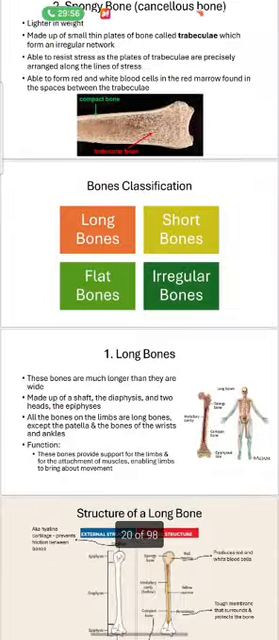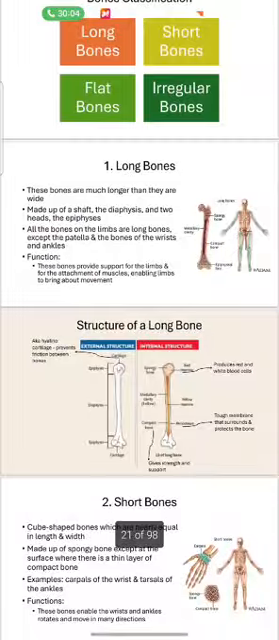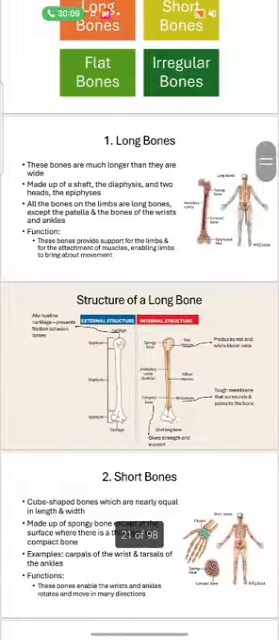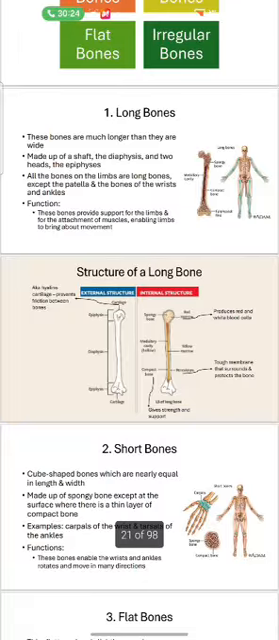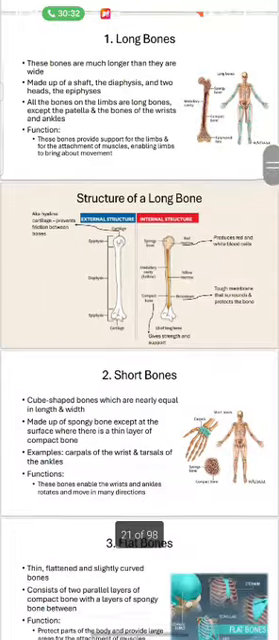And then there are bone classifications such as long bones, short bones, flat bones, and irregular bones. So, long bones: these bones are much longer than they are wide. They are made up of a shaft, the diaphysis, and two heads, the epiphyses. All the bones of the limbs are long bones, except the patella and the bones of the wrist and ankles. The functions are: these bones provide support for the limbs and for the attachment of muscles, enabling limbs to bring about movement.